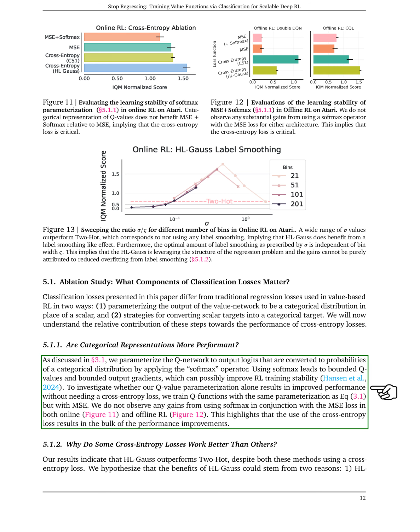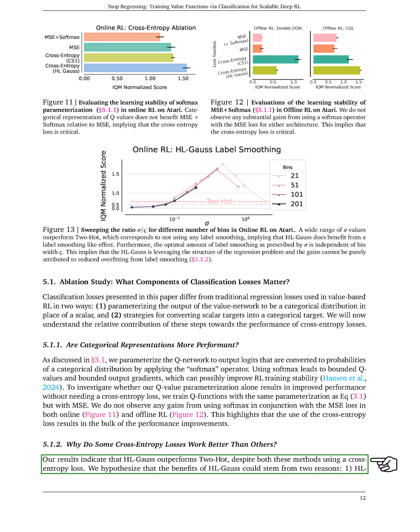We found that parameterizing the Q network to output logits, which are then converted to probabilities of a categorical distribution using the softmax operator, leads to bounded Q values and output gradients. This could potentially enhance the stability of RL training. However, when we trained Q functions with this parameterization but used MSE instead of cross-entropy loss, we did not observe any performance gains. This underscores the significant role of the cross-entropy loss in achieving performance improvements.